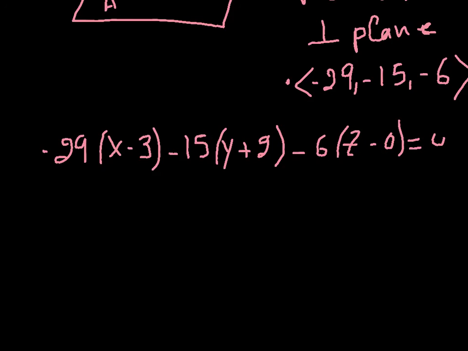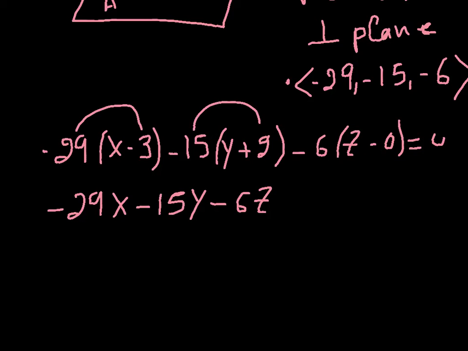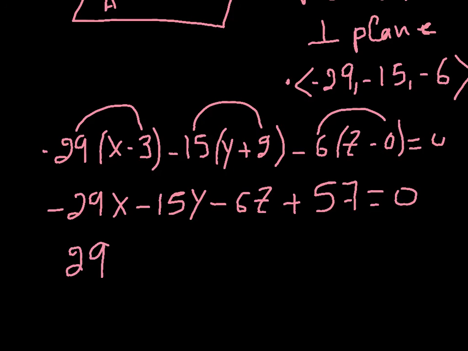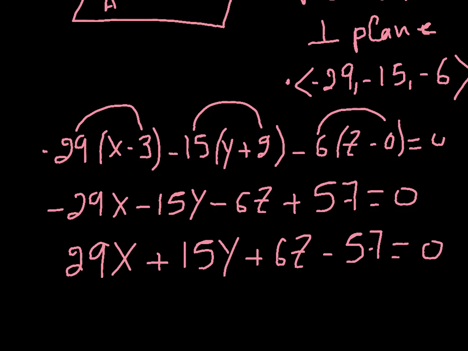We want to simplify this to put it in general form. It will be -29x minus 15y minus 6z. If you add the constant products together, I got 57. Now we decided that in general form, the leading coefficient should be positive. So I'm going to multiply everything by -1. And so the equation of that plane will be 29x plus 15y plus 6z minus 57 equal to 0. Number 1 is done.